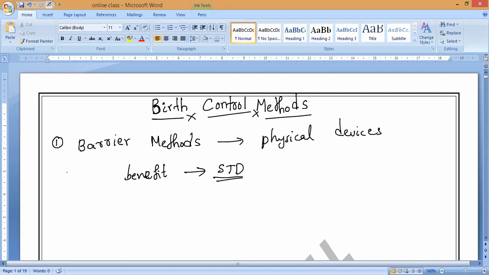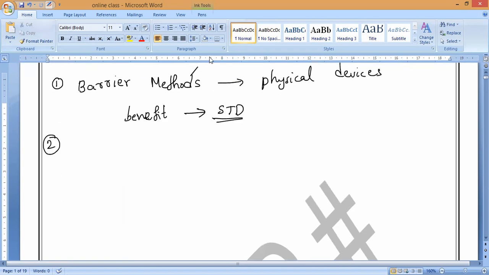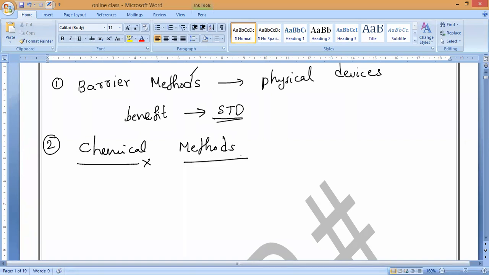Now after this, we discuss the second type of birth control method, known as chemical methods. In these chemical methods, we use certain kinds of pills manufactured from certain chemicals containing hormones, which kill either the sperms or the egg. So basically we are preventing pregnancy by using chemical methods.